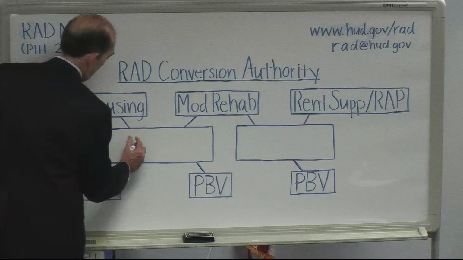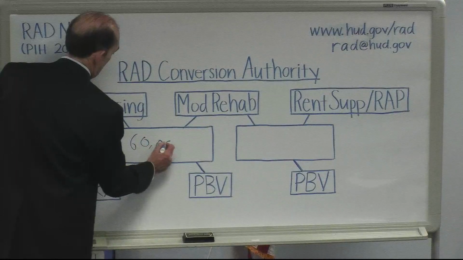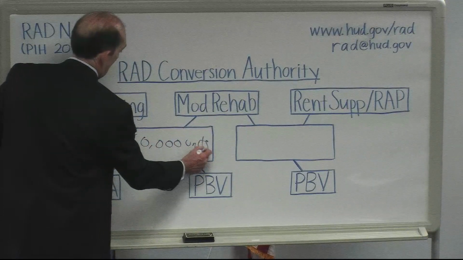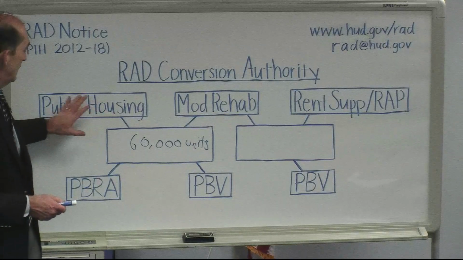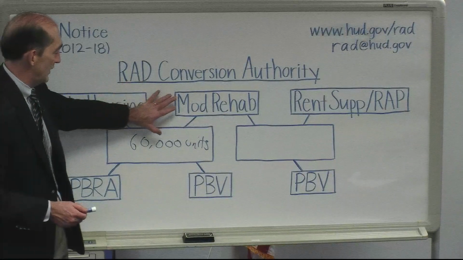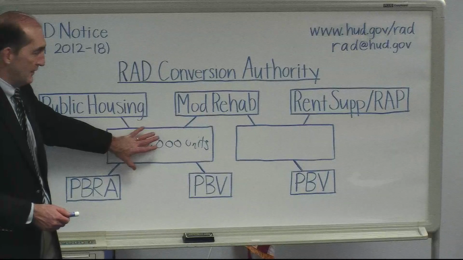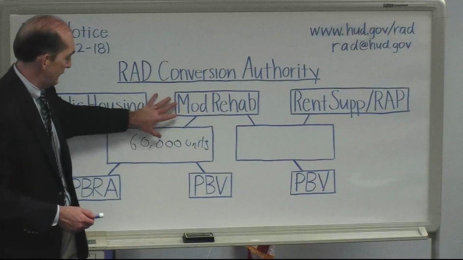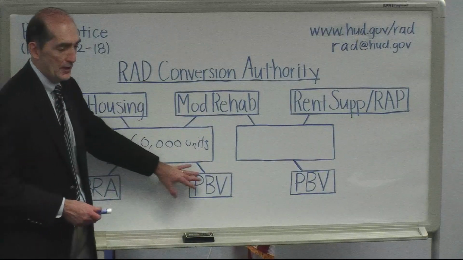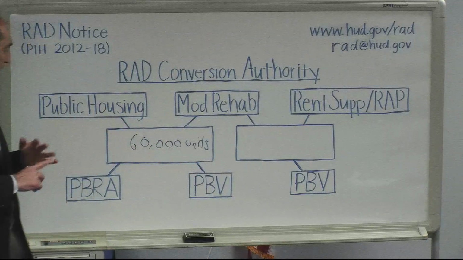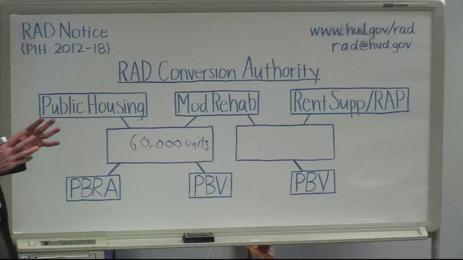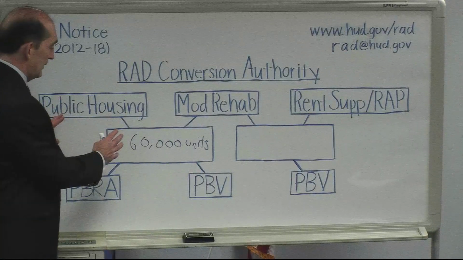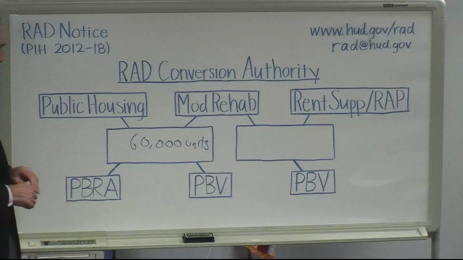But one of the key things is that Congress only allowed us 60,000 units under this first component of the demonstration. So public housing or mod rehab, subject to a cap of 60,000 units, can convert their current assistance to PBRA or PBV, but with 2 very important conditions. The first condition is that this has to be done through a competition. And we'll explain more today about what the competition is.